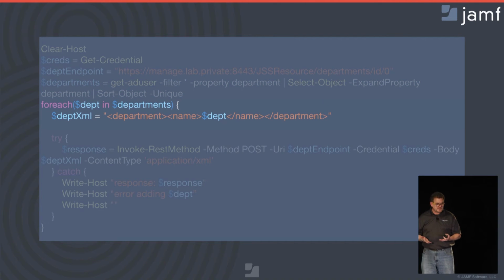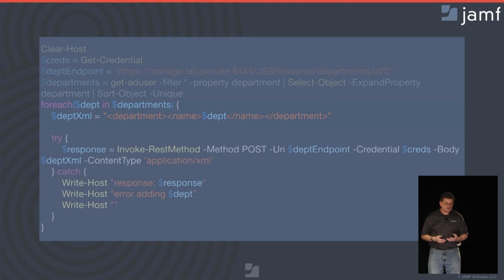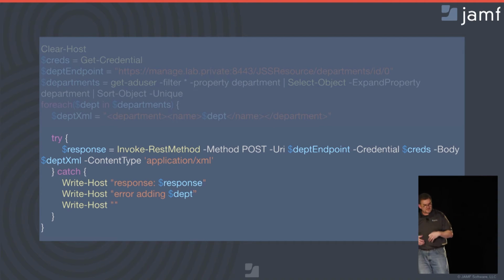Start looping through each department that I get, build the XML to create the departments on the Jamf server. And just like AppleScript, we've got the try command. So if it doesn't succeed, I can maybe capture the error. But there's our invoke rest method. Again, we're posting. We've got our endpoints, supplying credentials, body. That's the department XML that we're uploading, and then again, defining the content type, what am I uploading, what format. If I do get an error, I'll print something out.